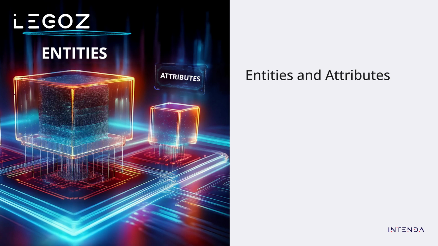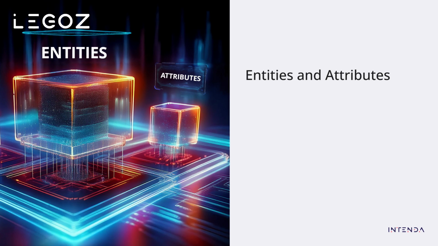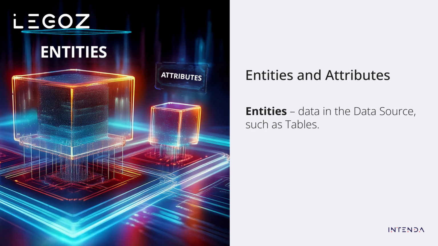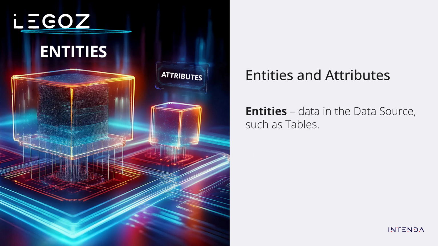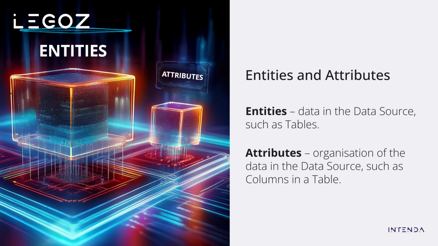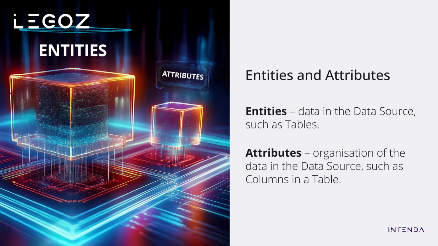Fraxes connects to the data source and presents the entities and attributes within it. Entities refers to the data in the data source, such as tables, while attributes refers to the organization of data in the data source, such as columns in a table.